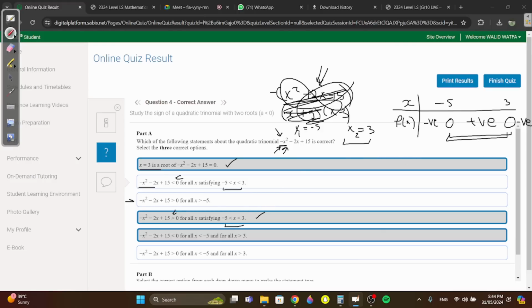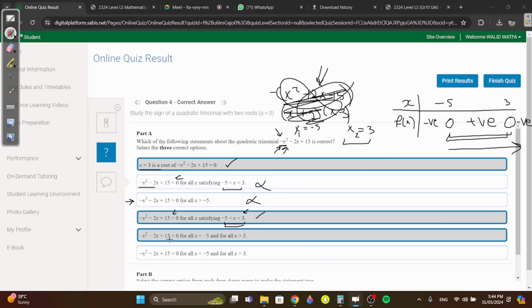Okay, then let's look at this one here. Is it greater than 0 for all numbers after minus 5? Let's go after minus 5, all the way to this way. Is it greater than 0? Yes, it is. But after it reaches 3, it changes back to negative. So is that correct? No. It's only greater than 0 here, like we said, in between minus 5 and 3. So this is wrong. And this is wrong.